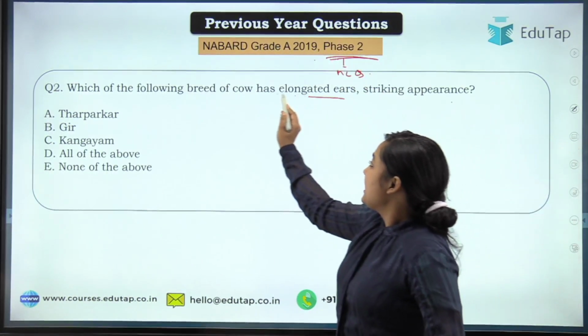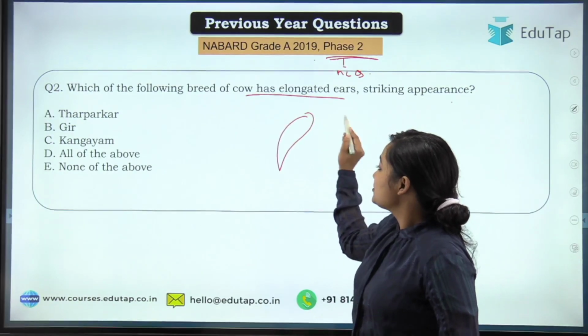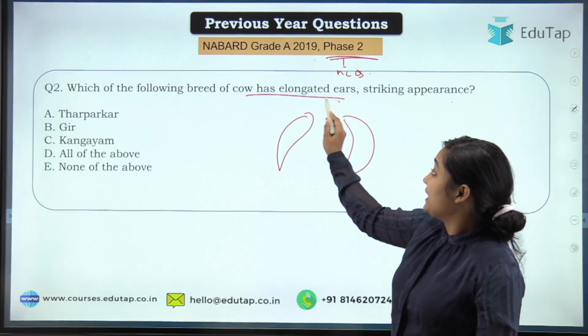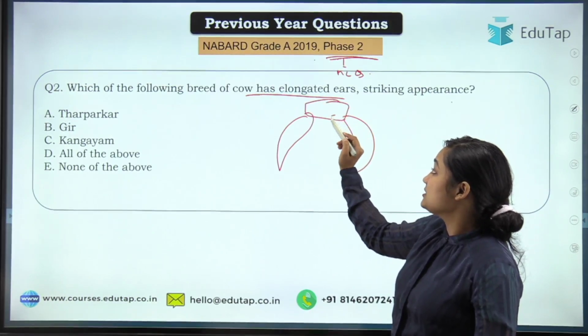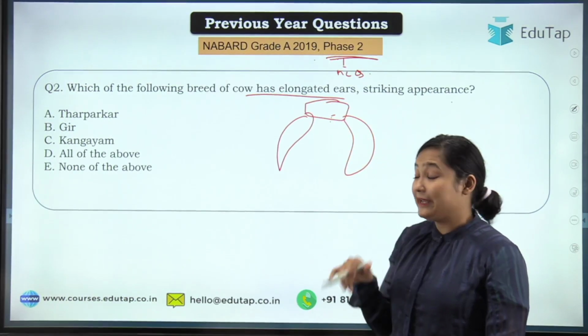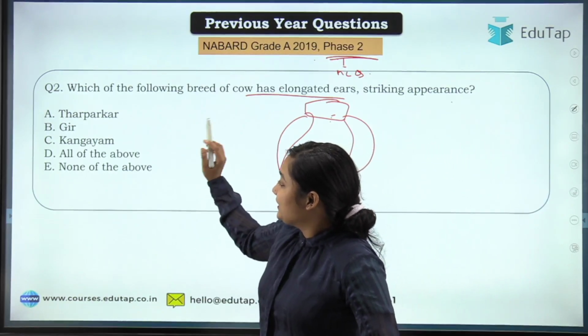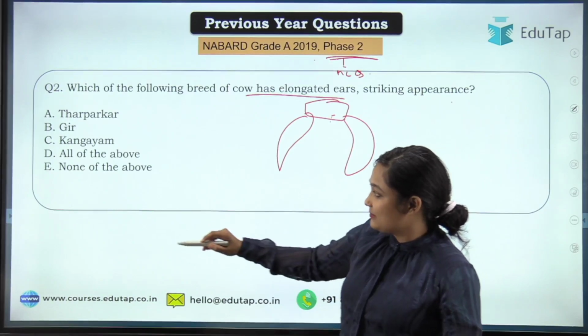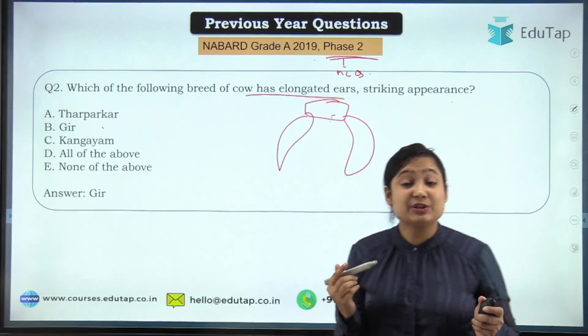So here I have told you leaf-like ears were there. So you have to tell which breed had those leaf-like ears. The other feature was a bony forehead. The options are Tharparkar, Gir, Kangyam, all of the above or none of the above. So of course the correct answer will be again Gir. Okay, moving to the next question.